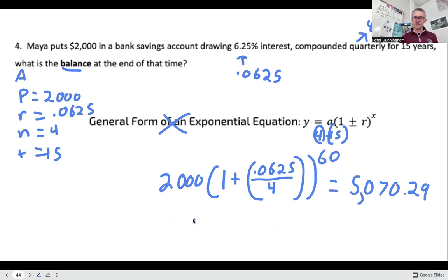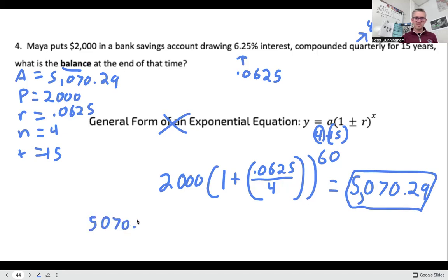Okay. Now, the question doesn't ask for it, but so 5,000. It asks for the balance, so that's what this question is asking for. But if we asked for the interest, we would do the new amount minus what we started with. So this is the interest I'm calculating here. The interest is $3,070.29.